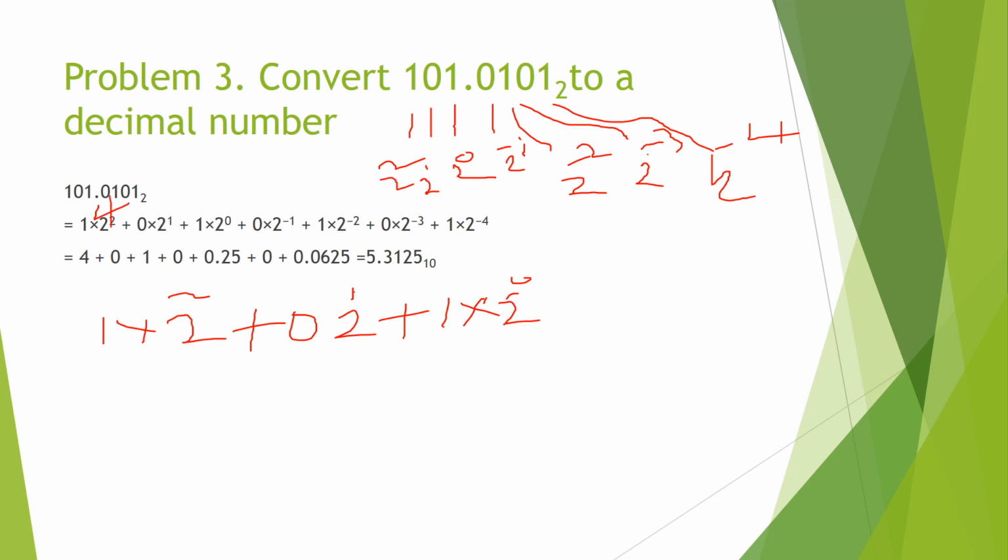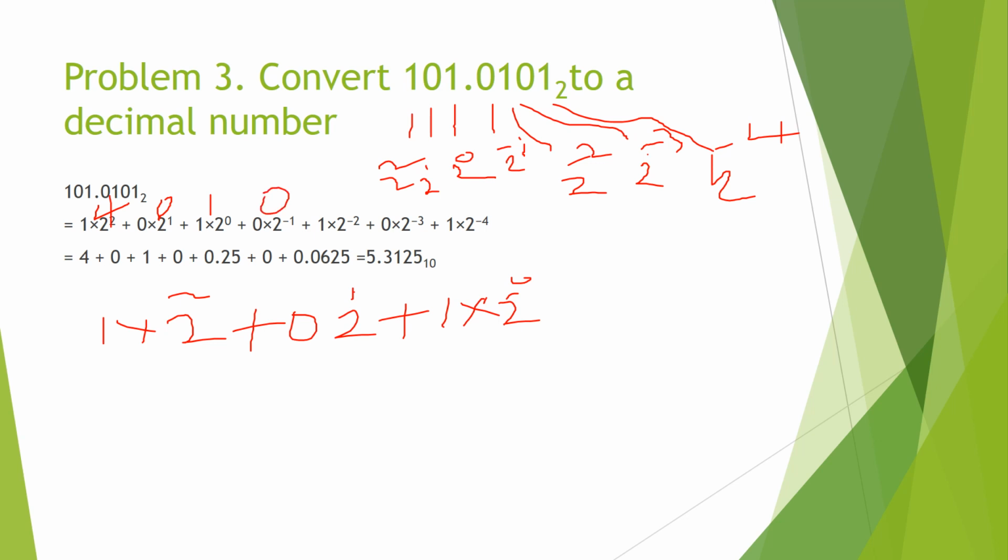Then 0 multiplied by any number, we said this one is a 0. Then plus 1 times 2 raised to power 0. Remember we said that any number raised to power 0 is a 1. So 1 times 1 becomes a 1. Then 0 multiplied by any number becomes a 0.